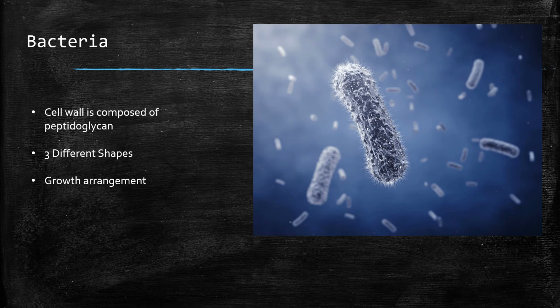So as we said, prokaryotic cells are in the domain bacteria and the domain archaea. So we're going to look at both of those today. Let's start out by looking at the domain bacteria. There are a couple of things here. Their cell wall is composed of a peptidoglycan. They come in 3 different shapes, and they're categorized based on their growth arrangements.